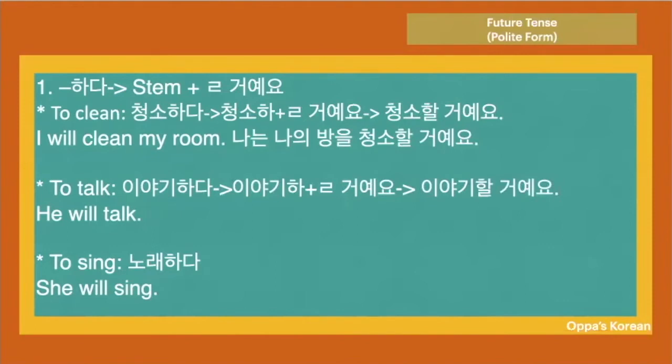In a sentence, he will talk. He is 그, with subject marker, 그는, will talk, 이야기할 거예요. 그는 이야기할 거예요.